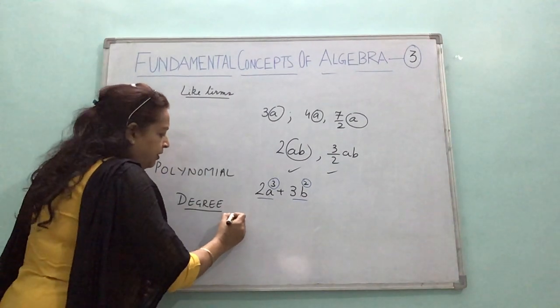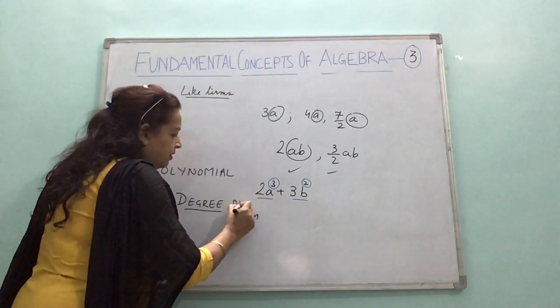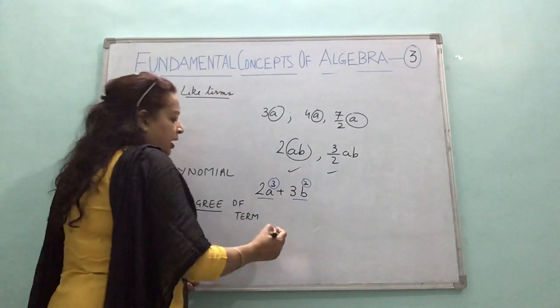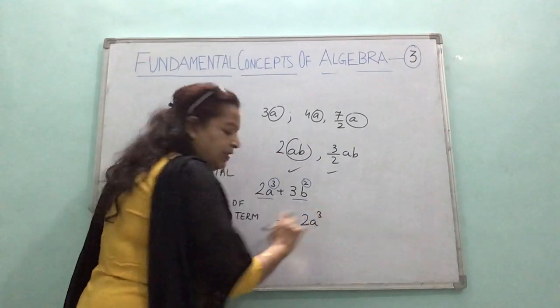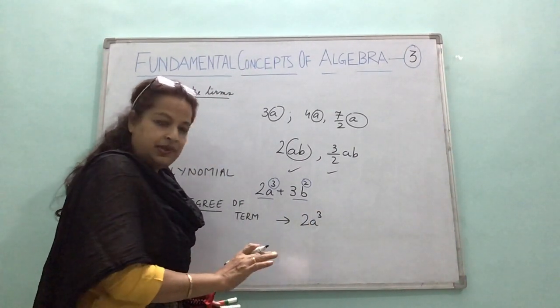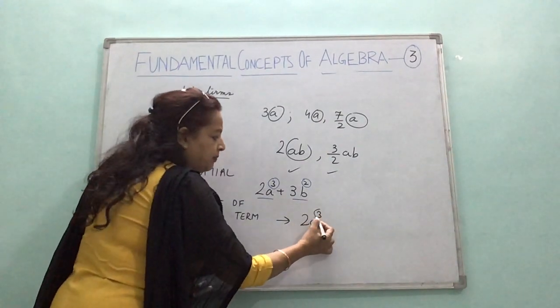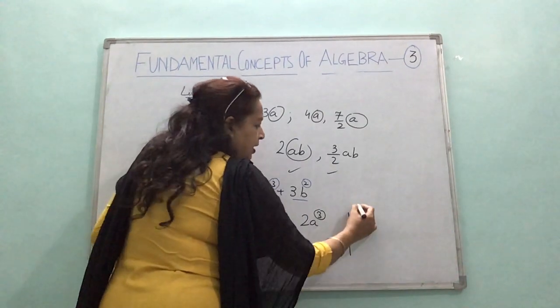First, degree of a term. Now I'll take only one term. Say I'll take 2a cube only. Let's say this is only one term. There is no other term there. So whatever is the power here is the degree of that term. So the degree here is what?